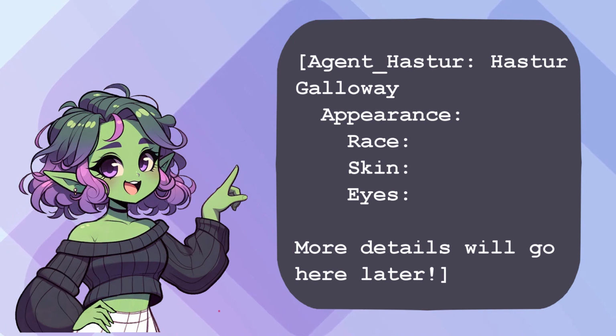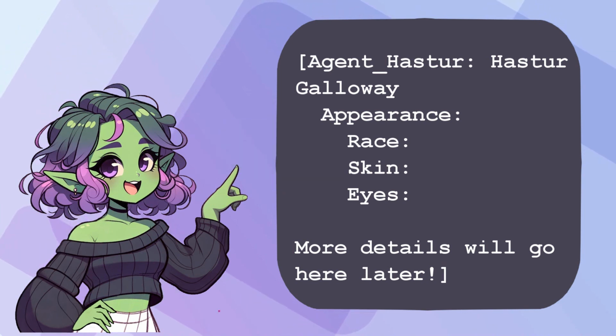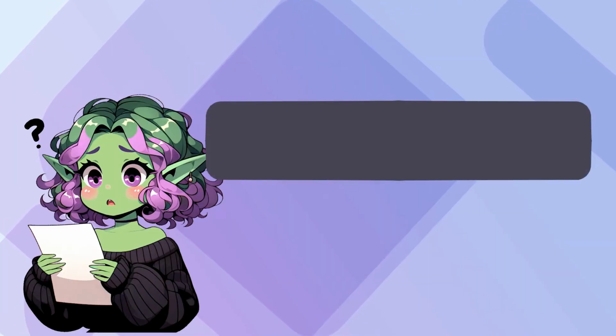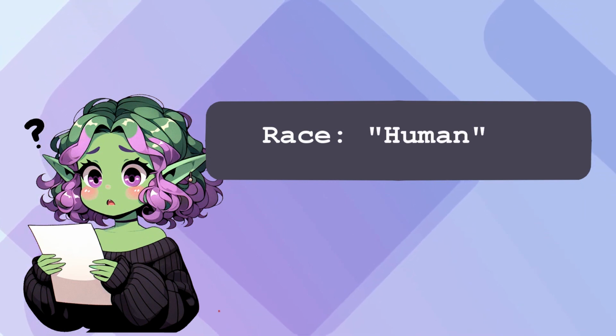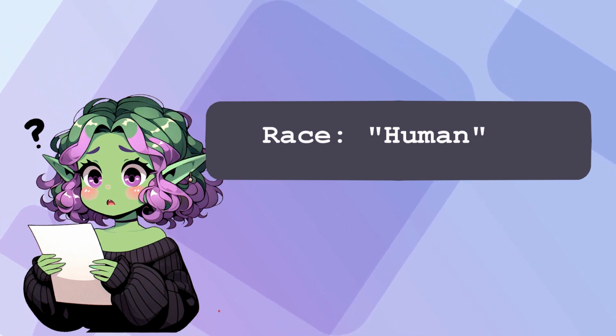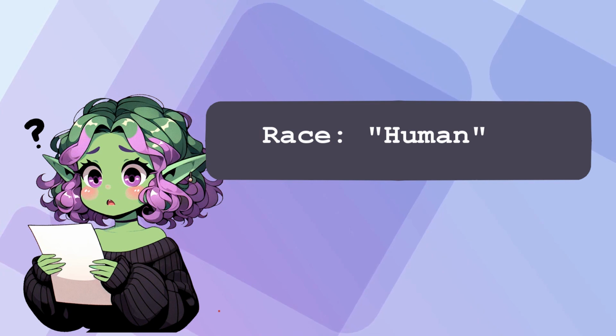Under appearance, we can get started with a new category. In this case, we'll use the label race. Is Hoster a human, elf, or something more otherworldly? In this case, he certainly appears to be a person, so let's use the label of human for now. We wrap the trait in quotation marks, and we've now given the first bit of identifying physical characteristics to the model. The line should now read race, quote, human, unquote.